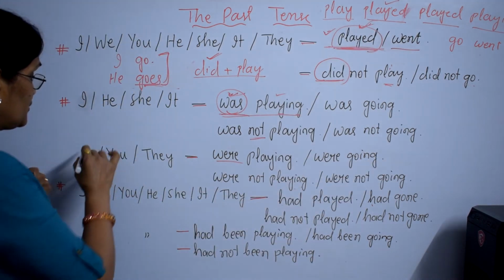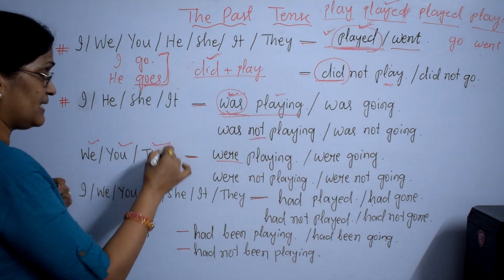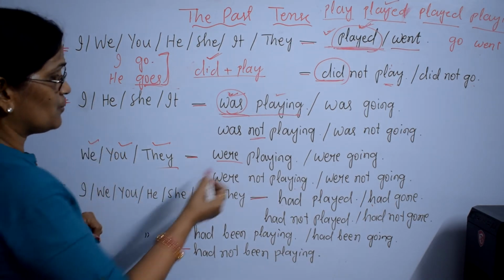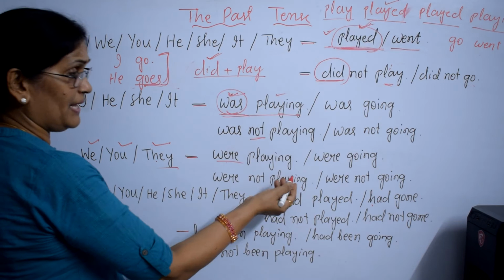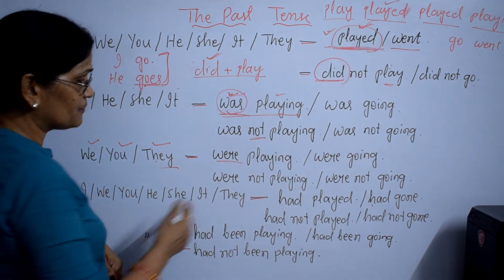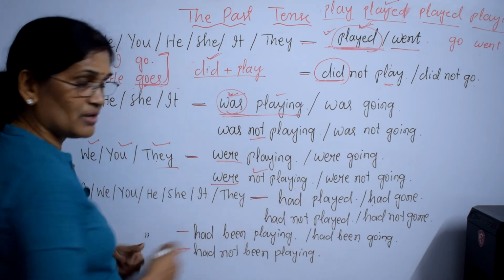Then with we, you, they. They means all kinds of plural subjects. We use were. They were playing, they were going. When you change the sentence into negative, after were we use not.